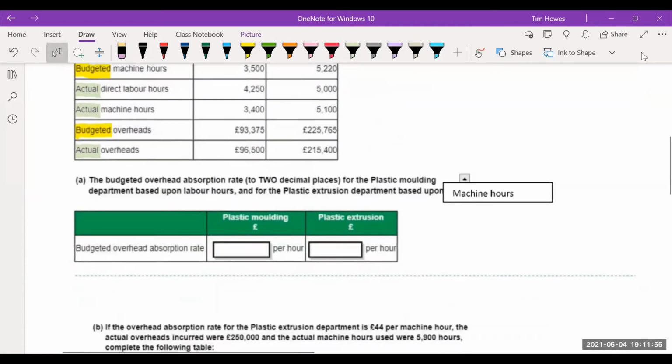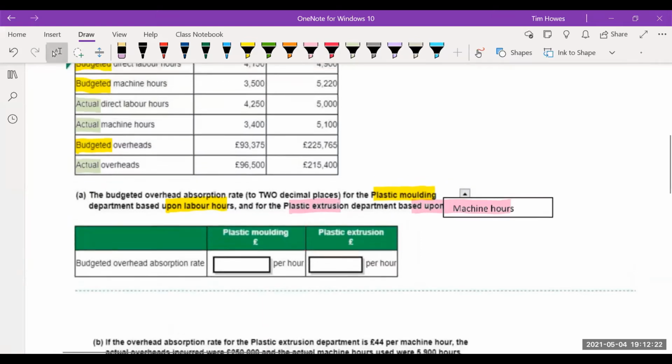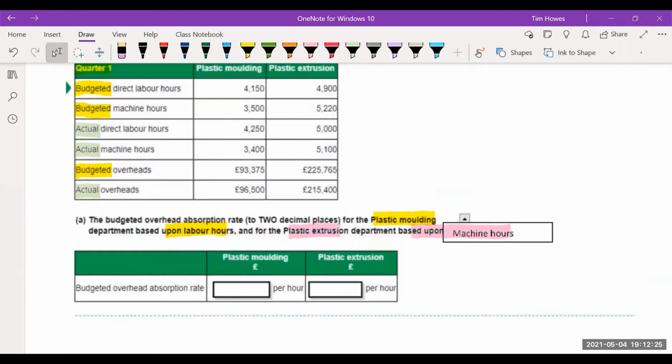Same stuff. A, the budgeted overhead absorption rate, to 2 decimal places, for the plastic moulding department based on labour hours, and the extrusion department based on machine hours. Well, of course, no reason why that couldn't be the case. So again, we've got the computation. It's again budgeted overhead absorption rates. So what do you reckon? What have you guys got for those?